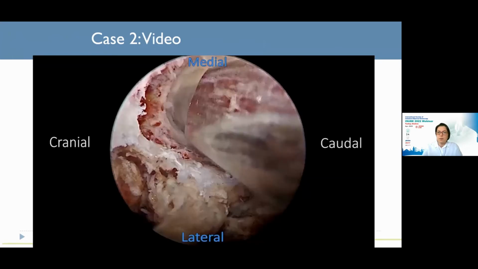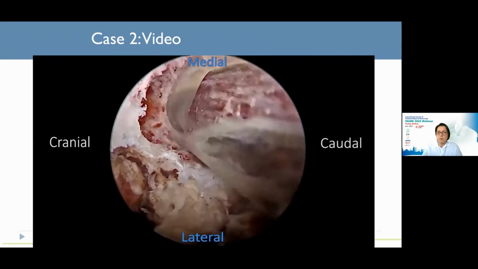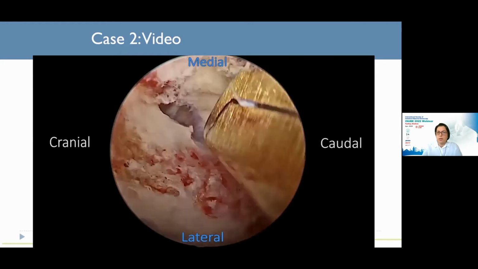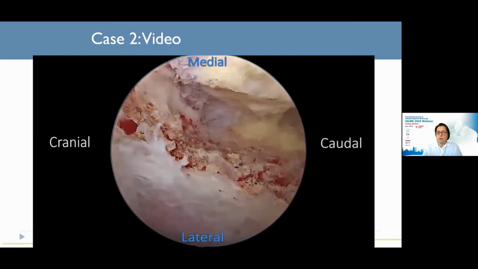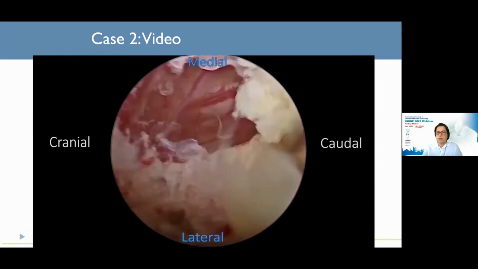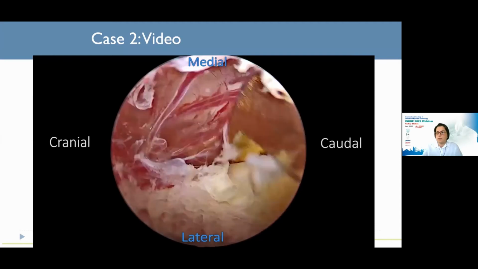This intraoperative video shows us the rupture disc compressing the left S1 nerve root. And at the end of the UBE, we can see discectomy done and S1 root well decompressed.